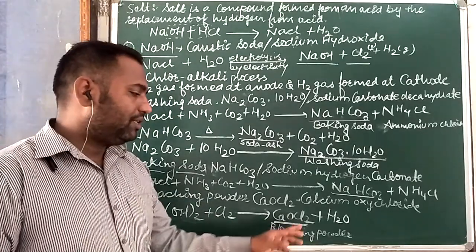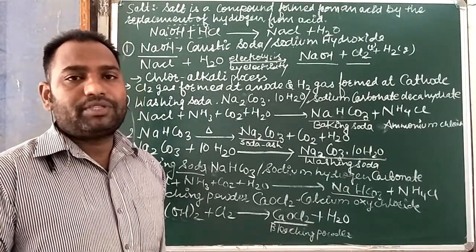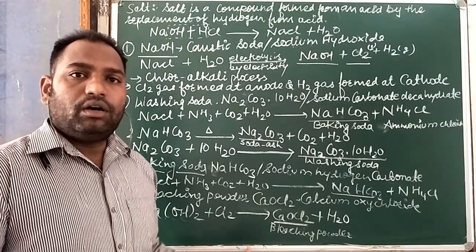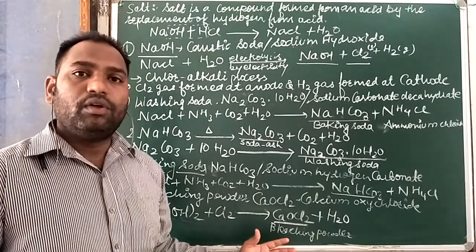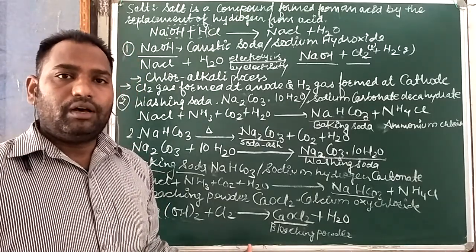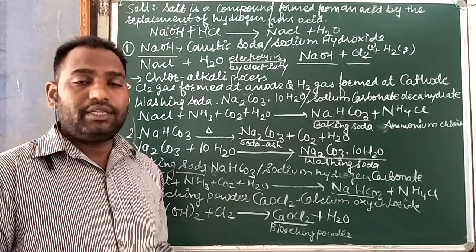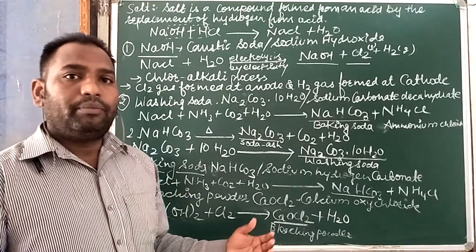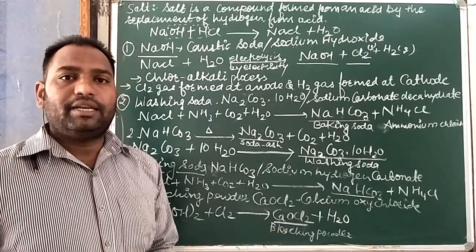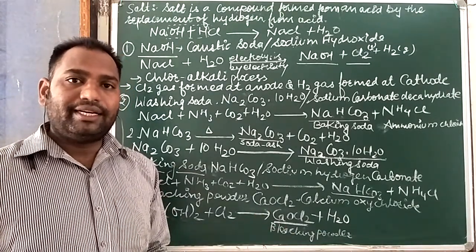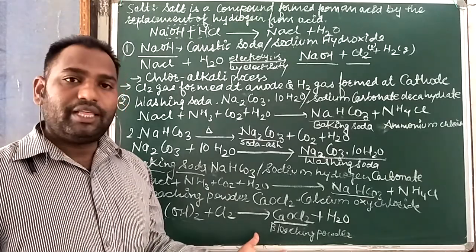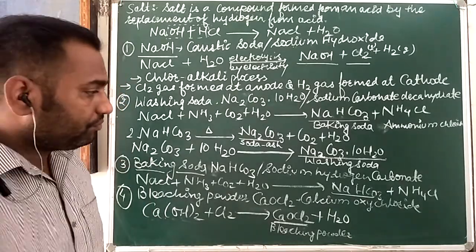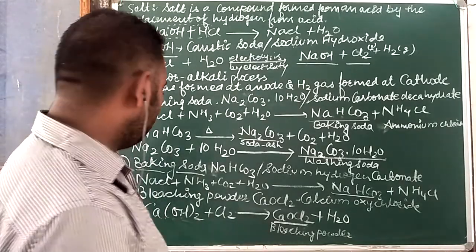And sometimes this Cl2, in the form of CHCl3, is the formation of chloroform. Okay, at any surgery time, when we are giving the patient anesthesia, it means we have to make the patient anesthetic. Then we give the anesthesia with the help of chloroform. Okay. So this is our bleaching powder.